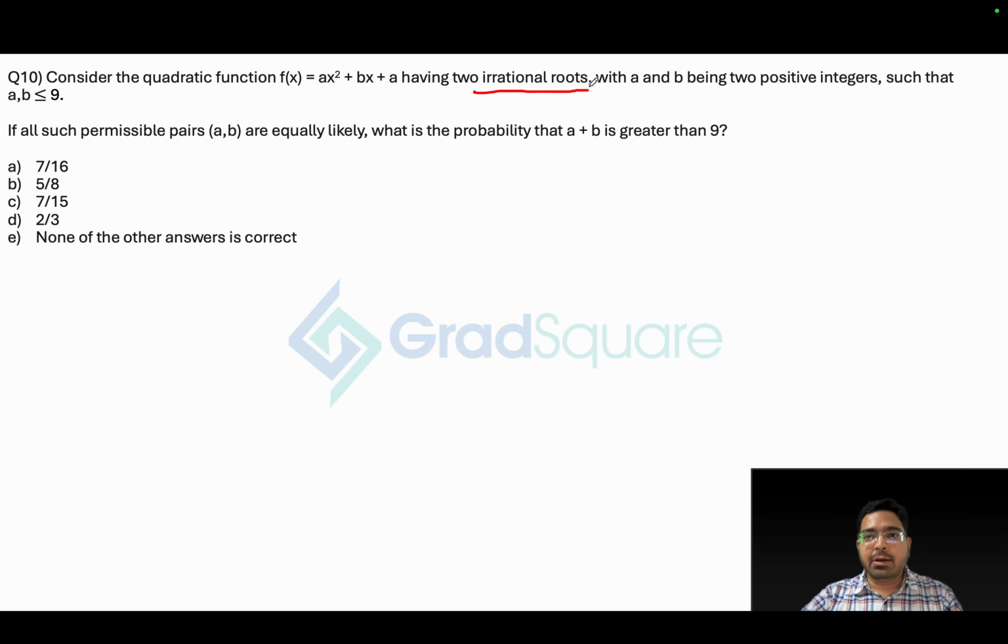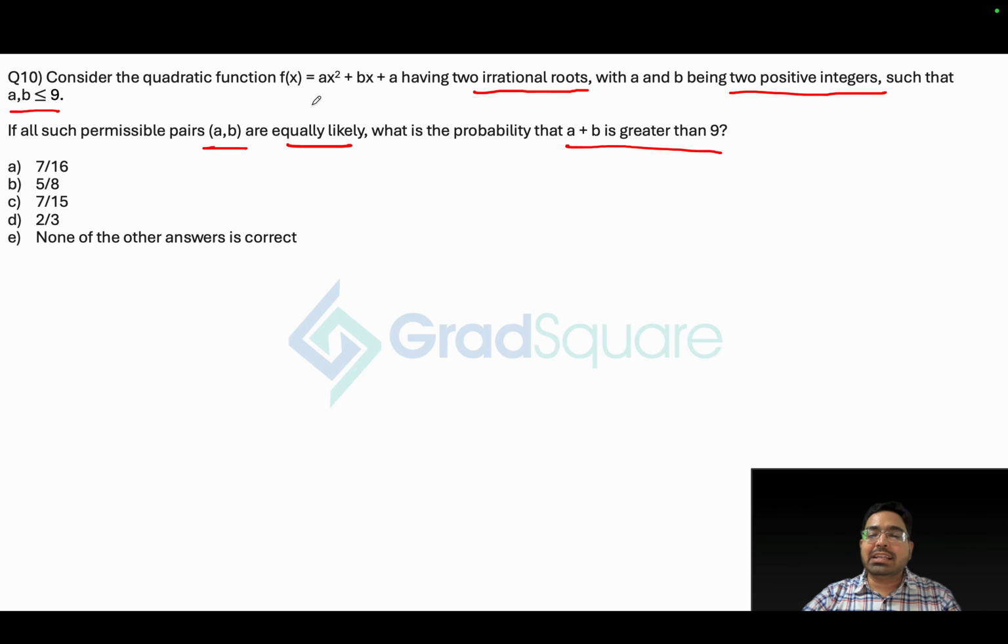Both values of a and b are two positive integers. That means you need to understand that it cannot be 0 or less than 0. It has to be positive, and integers are what we are looking at. So we'll be starting from 1 and onwards, such that a and b are less than or equal to 9. So a and b can go maximum up to the value 9. If all such pairs of values of a and b are equally likely, then what is the probability that a + b is greater than 9 is what the question is talking about.